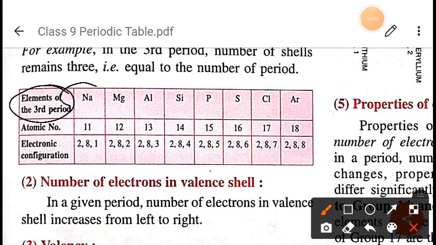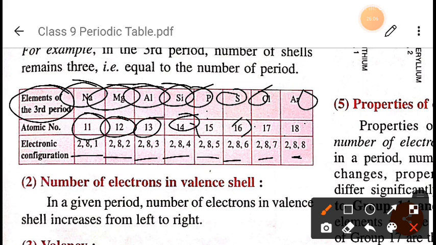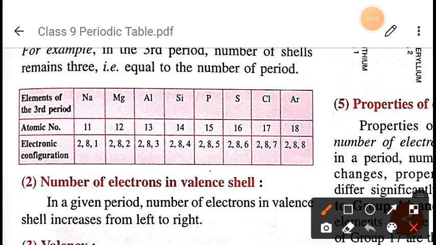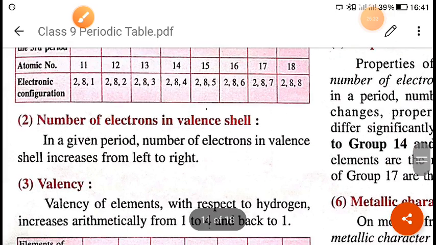The elements of the third period are what? Sodium, magnesium, aluminum, silicon, phosphorus, sulfur, chlorine, and argon. The atomic numbers are 11, 12, 13, 14, 15, 16, 17, and 18, right? Now we will see the electronic configuration. There are three shells; the number of shells is the same, right? So the number of shells defines the period of the element. Suppose the number of shells is 3, then it belongs to the third period. Number of shells is 3, it belongs to the third period, right? So I hope you have understood this.